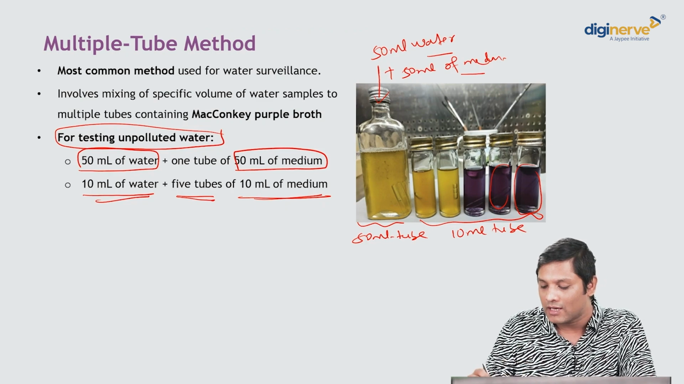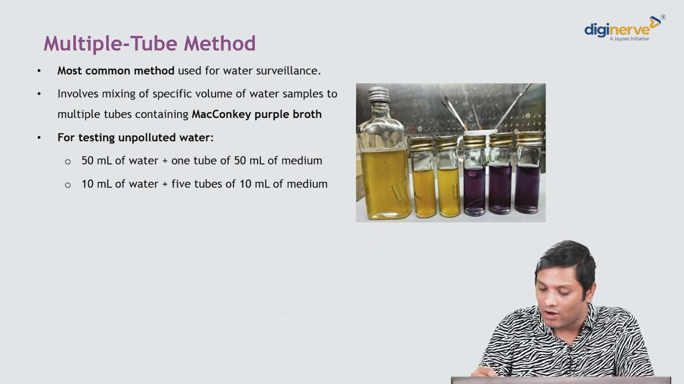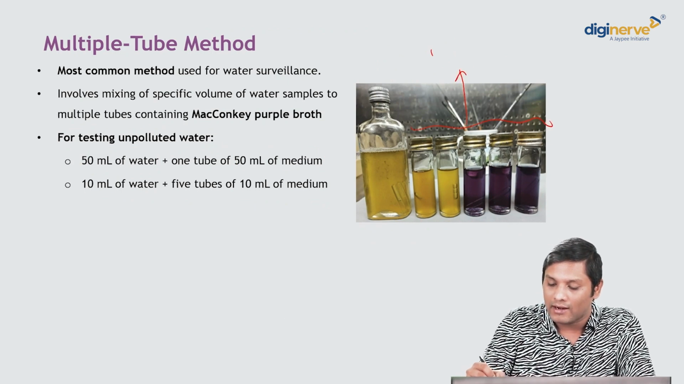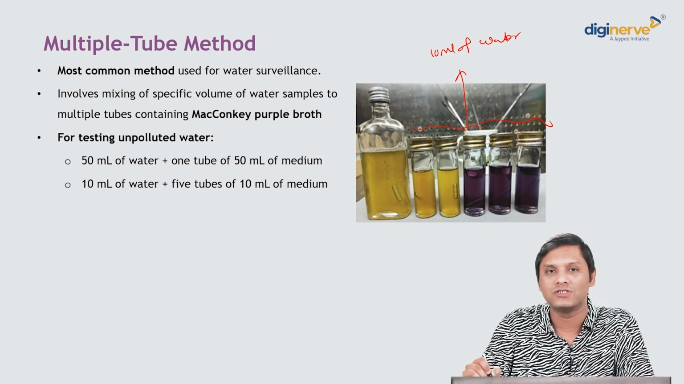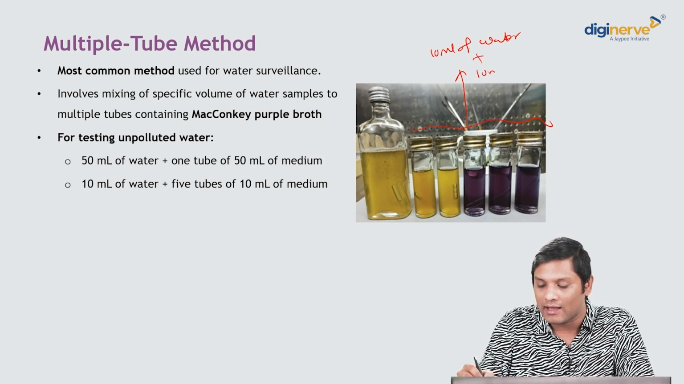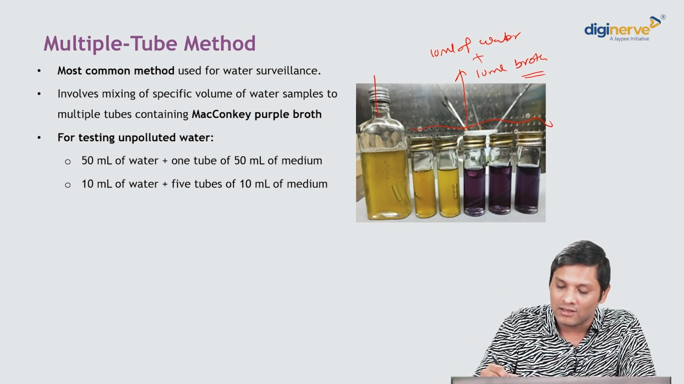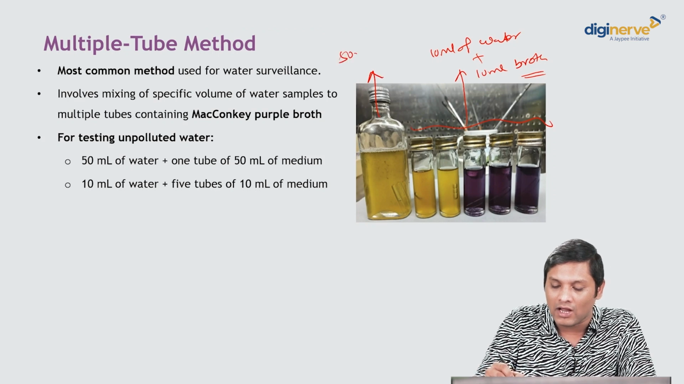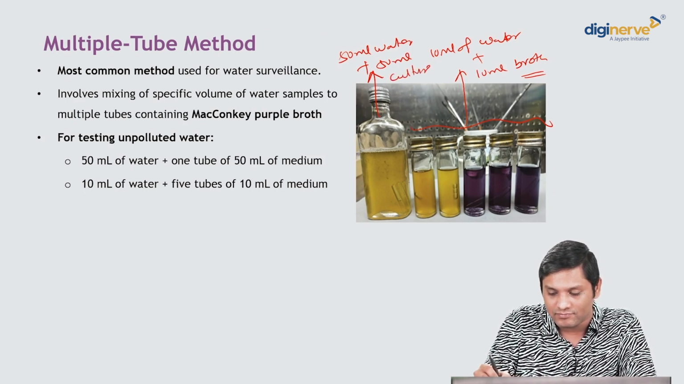So in the 10 ml tubes, in all these 5 tubes, you add 10 ml of the water to be tested plus 10 ml of the culture medium, that is McCrady purple broth. And in the bigger tube you add 50 ml of water with 50 ml of the culture medium.